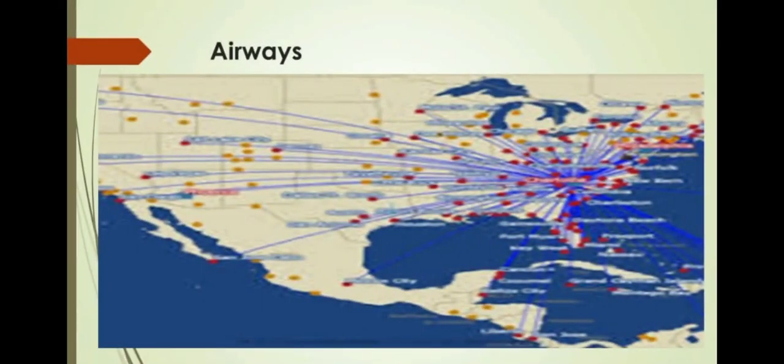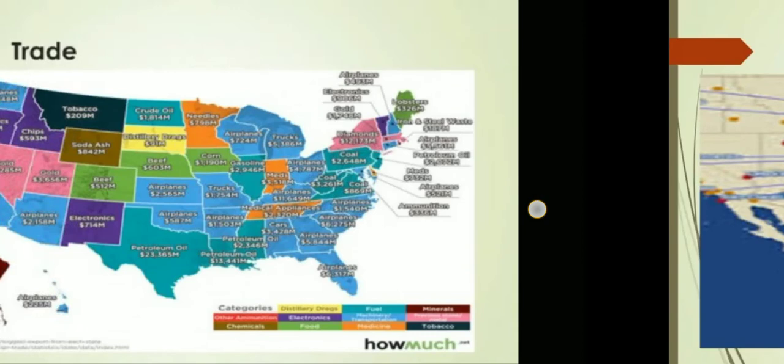Airways. Airways provide an invaluable means of transport. All the cities and industrial centers in North America are linked by airways. New York, Chicago, Los Angeles, Atlanta, Toronto, Montreal and Mexico City are some of the international airports in North America.